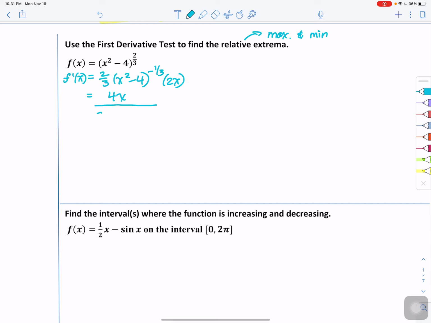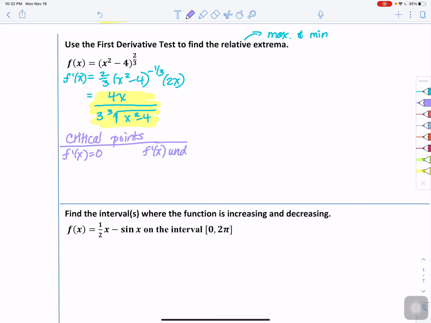And note, we have a 3 in the denominator, and we have the cube root of x squared minus 4. There's not much you can do with that. Pretty much this is f prime of x right here. Okay? So, we are looking for critical points. And our critical points are where f prime of x is equal to 0 and f prime of x is undefined. So looking for f prime of x equal to 0, that's that numerator, and we have x equal to 0.